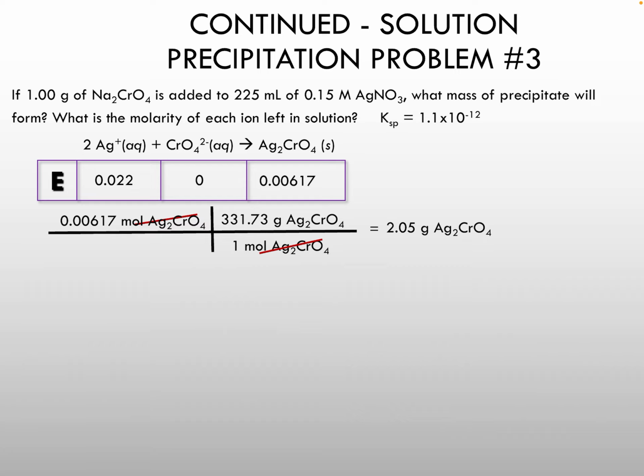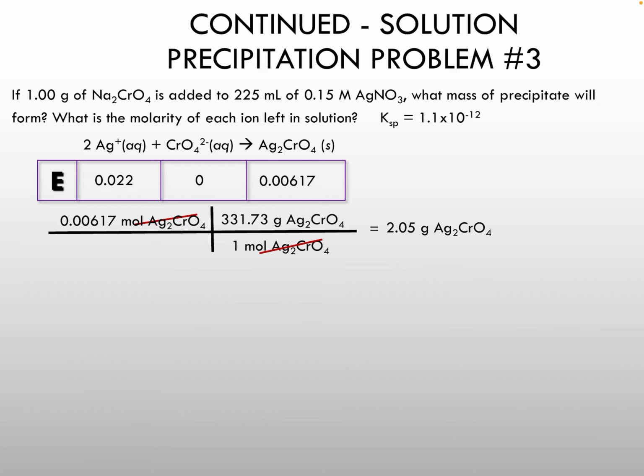So now we need to figure out what is the molarity of each ion left in solution. So right now, if you look at our E line that I've put up there, we have 0.022 moles of silver and 0 moles of chromate. Well, remember, this is an equilibrium. So there's not really 0 moles of chromate, right? There's a little bit. So we need to do an equilibrium ICE table to figure out, okay, well, how much chromate is really in solution?